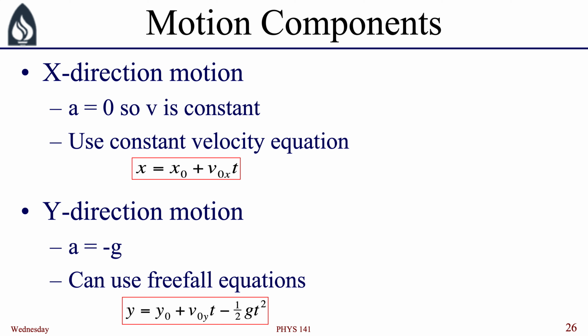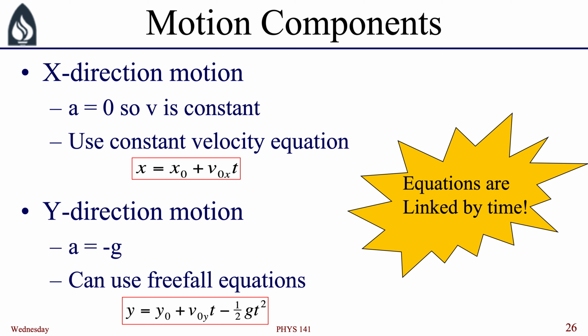In the y direction, we do have acceleration because gravity is pulling on the object in the minus y direction, and so we can use any of the free fall equations in the y direction. Now one thing you'll notice about the two equations I have written here is that they are linked by time. So often it will be the case when presented with a problem that you'll have enough information to solve one of these two equations for time, and then you can plug that time into the other one to find the quantity that you're interested in solving for.